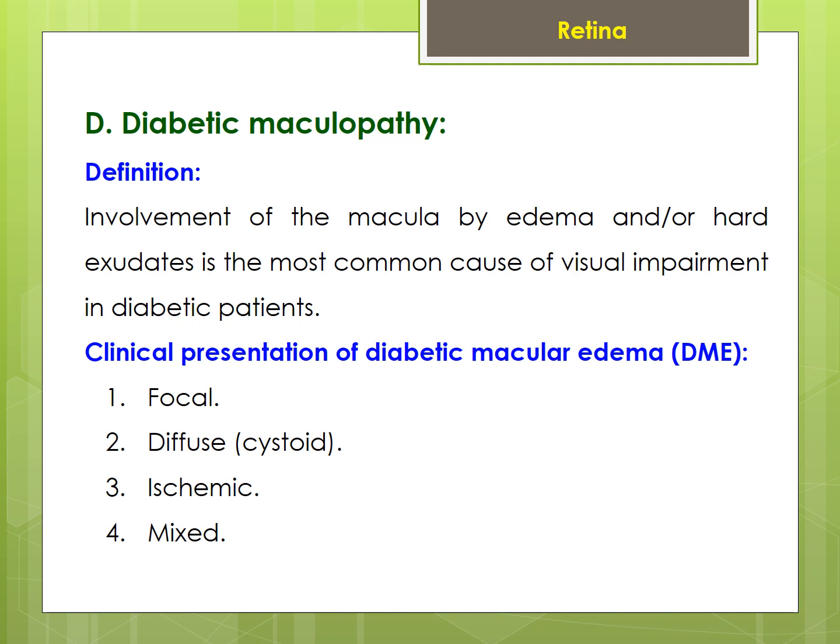Diabetic maculopathy. It is involvement of the macula by edema and or hard exudate, and is the most common cause of visual impairment in diabetic patients. The clinical presentation of diabetic macular edema may be in the form of focal edema, diffuse or cystoid edema, ischemic edema, and mixed type.